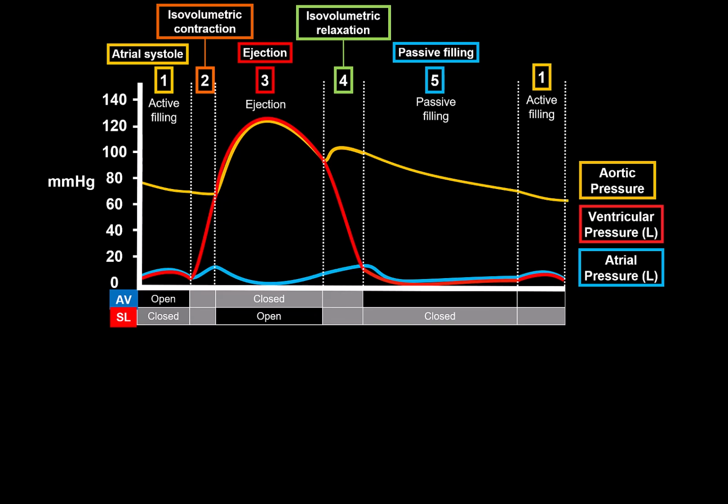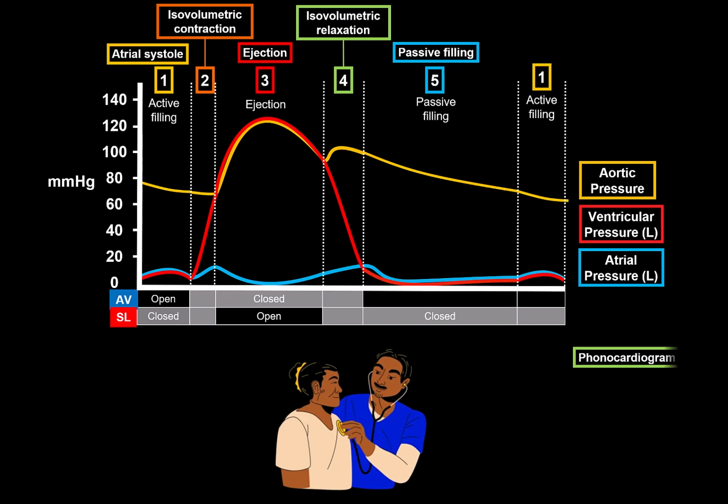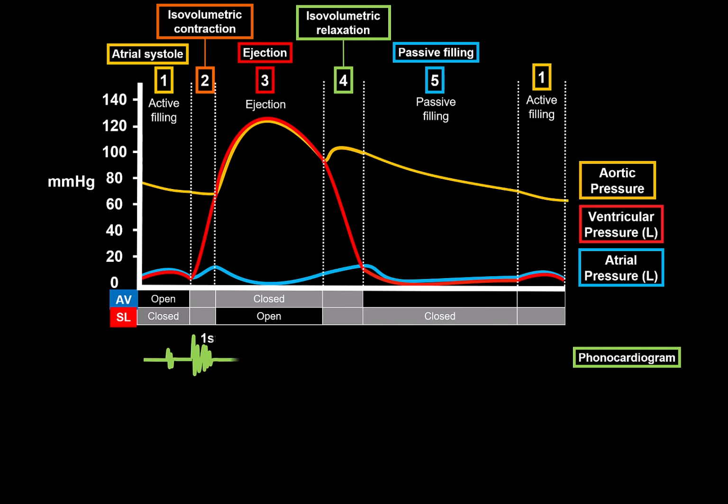Now, if you get a patient and you take a stethoscope and you put the tip of the stethoscope on the patient's chest, you can hear some heart sounds, right? What parts of the cardiac cycle do you think you're hearing? Well, let's record the sounds of the heart and make a curve called a phonocardiogram.